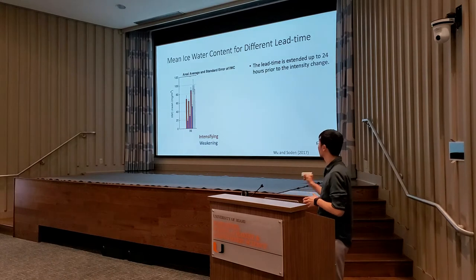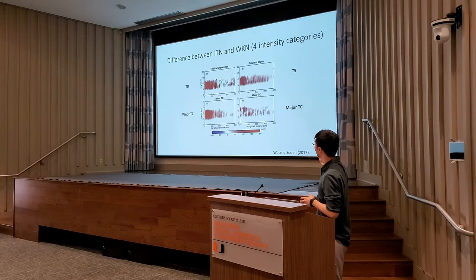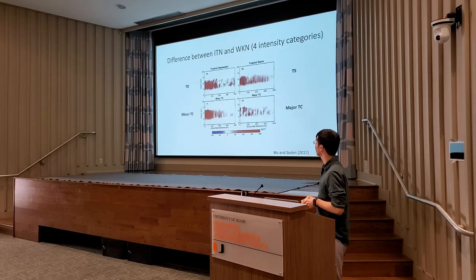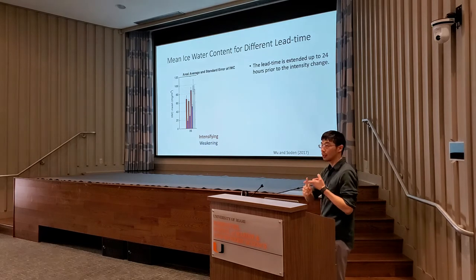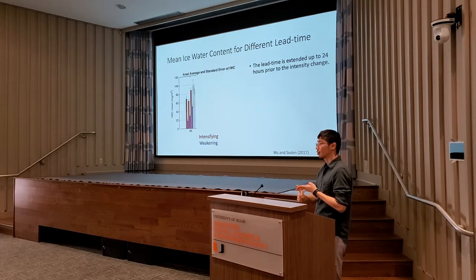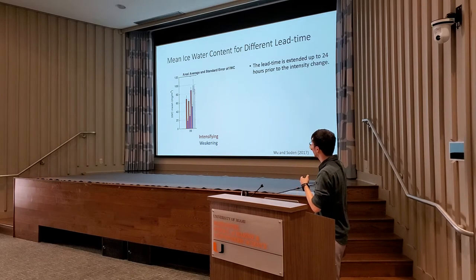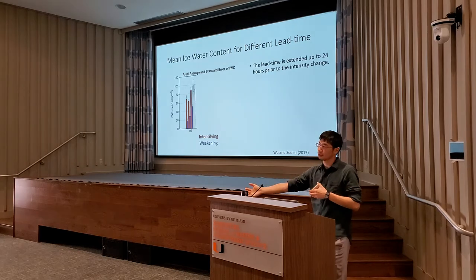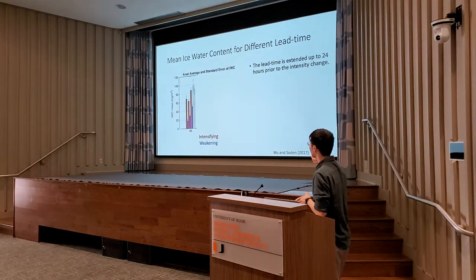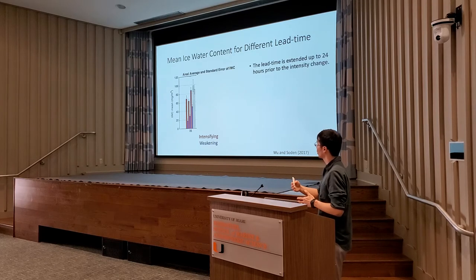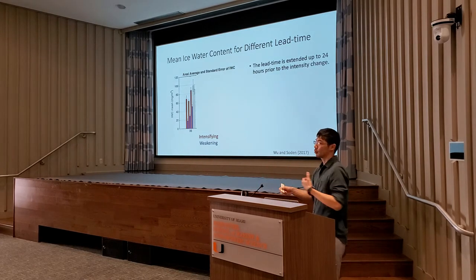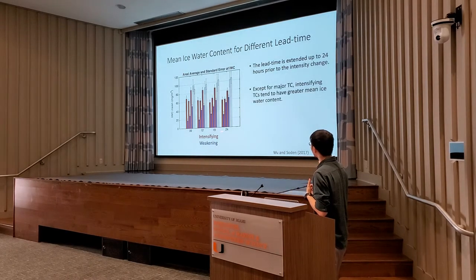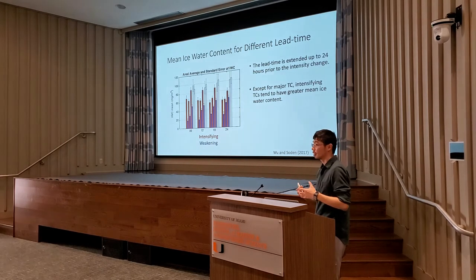So we further calculate the mean ice water content and make a bar graph like this. The first four red colors are for intensifying TCs, the blue colors are for weakening TCs, and the four different groups represent four different intensity categories, from tropical depression to stronger TC intensity. As you can see, intensifying TCs still have greater ice water content than weakening TCs. And we further extend our forecasting time from 6 hours up to 24 hours, and we can still see the signature exists, except for major TCs, which don't have a clear signature.